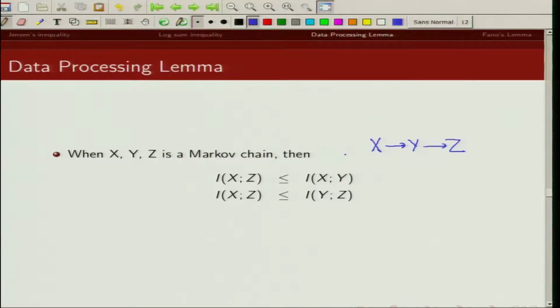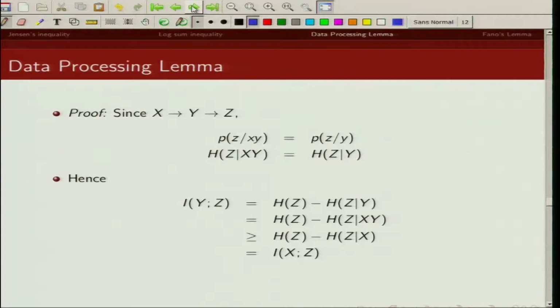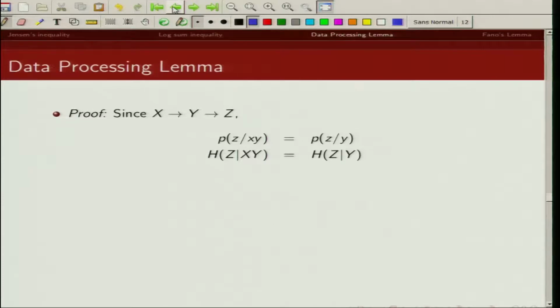So, in other words, further processing of data does not increase the information content. So how do we prove it? We are first going to prove, so let us just prove. Since x, y and z form a Markov chain, we use the property of a Markov chain.